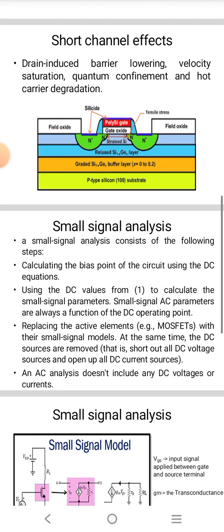Continuing with that, next is the small signal analysis. This is used when we want to analyze AC circuits, because amplifiers are used to amplify an AC input signal. To analyze these AC circuits, we refer to the small signal analysis. The small signal analysis includes the small signal model of the MOSFETs. The concept goes like this.